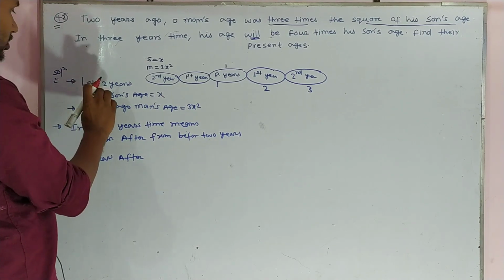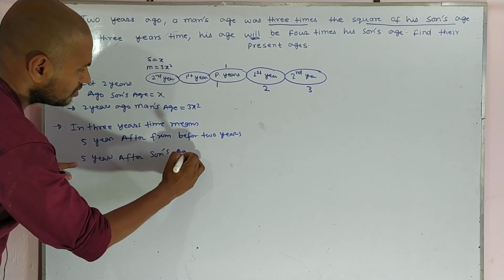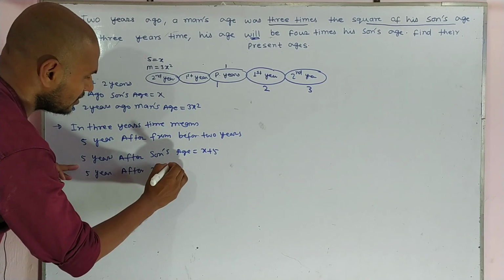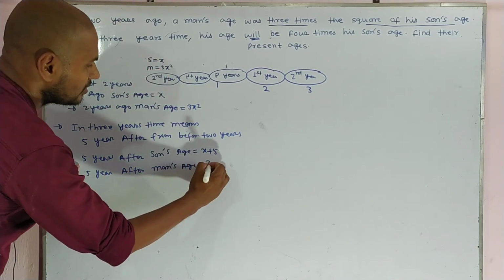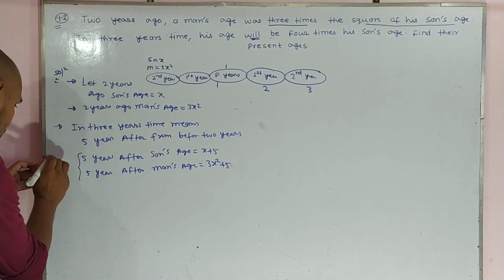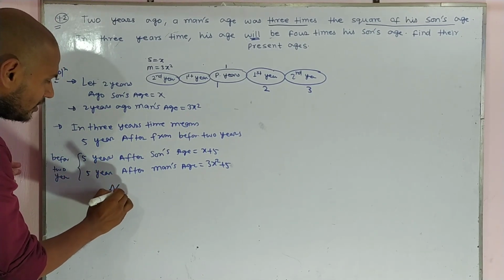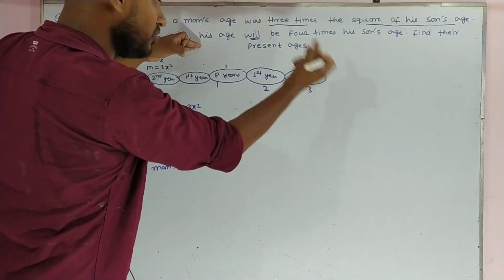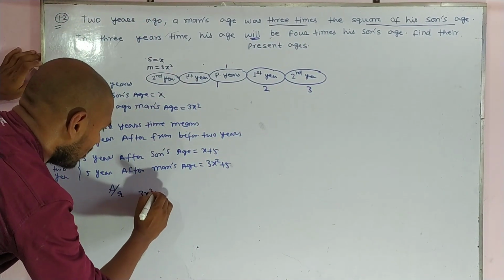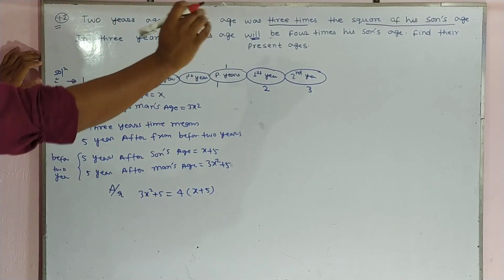So 5 years after, the son's age becomes how much? X plus 5. And 5 years after, man's age becomes 3x square plus 5, and the whole thing is taken from 2 years before. So according to the question, after 5 years the age will be 4 times the son's age, that is 3x square plus 5 will be 4 times the son's age.